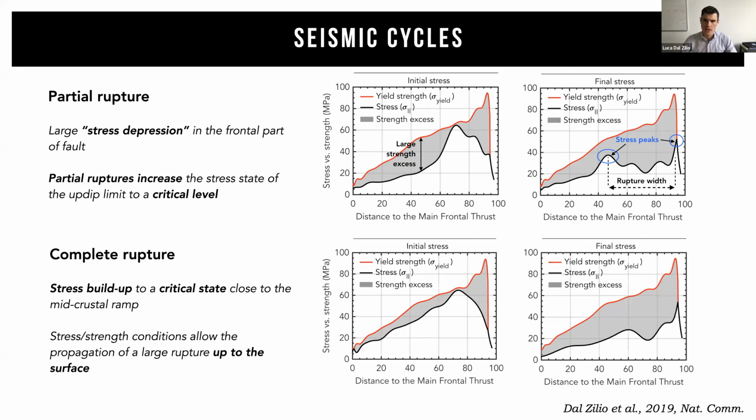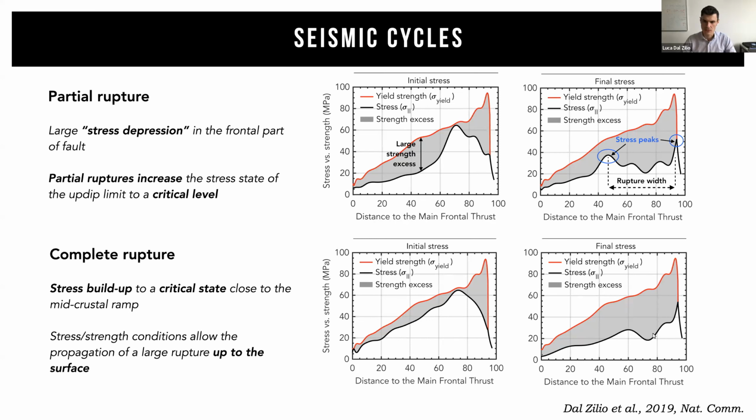However, when we nucleate several of these events, we tend to also increase the stress in this deeper part. And so we reach the condition where the stress distribution is high all the way from the surface to the deeper part of the fault. So the strength difference, which is this gray area separating the two lines, is getting smaller and smaller. And when this is the case, we can then nucleate the next event, and this event can propagate all the way to the surface.